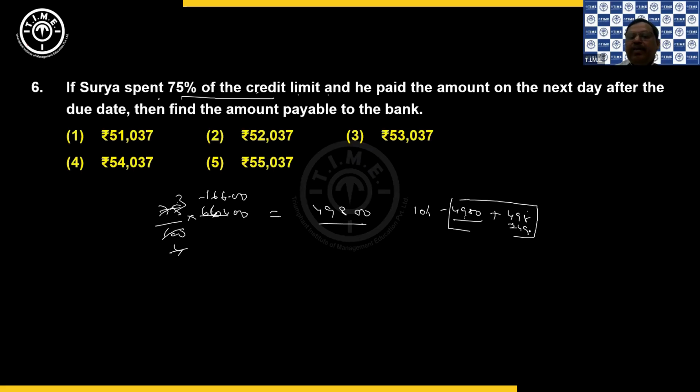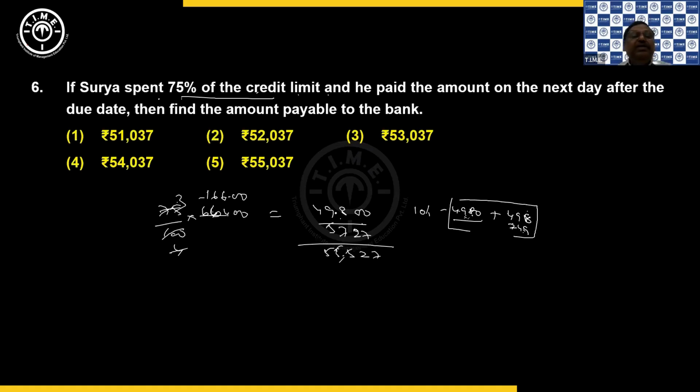How much is it? Tell me. 4,980 plus 498 plus 249. You can see 49 plus 98 is 147, 147 plus 80 is 227, 2 carried, 8 plus 9, 17. So 5,727 he has to pay. 27, 8 plus 7, 15, 55,527.